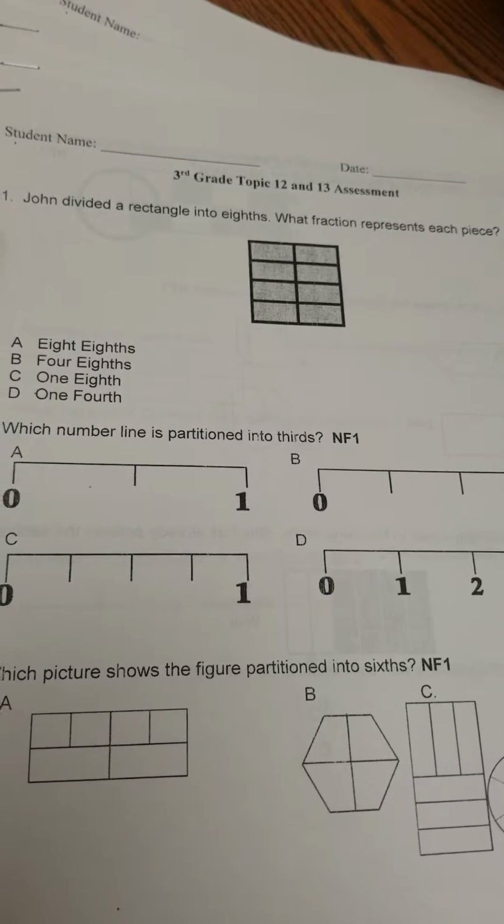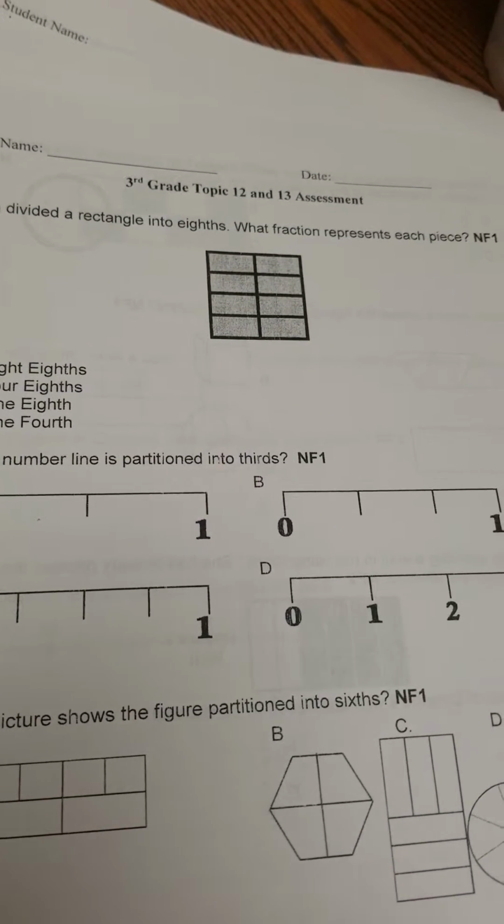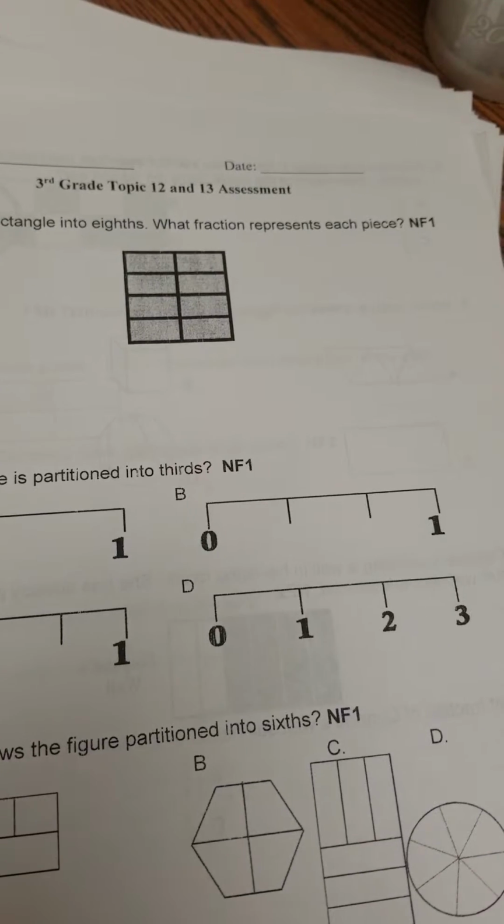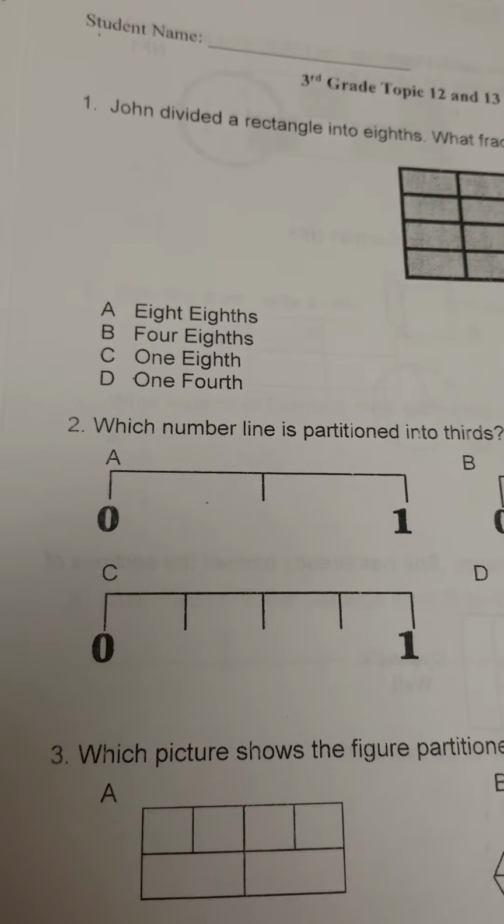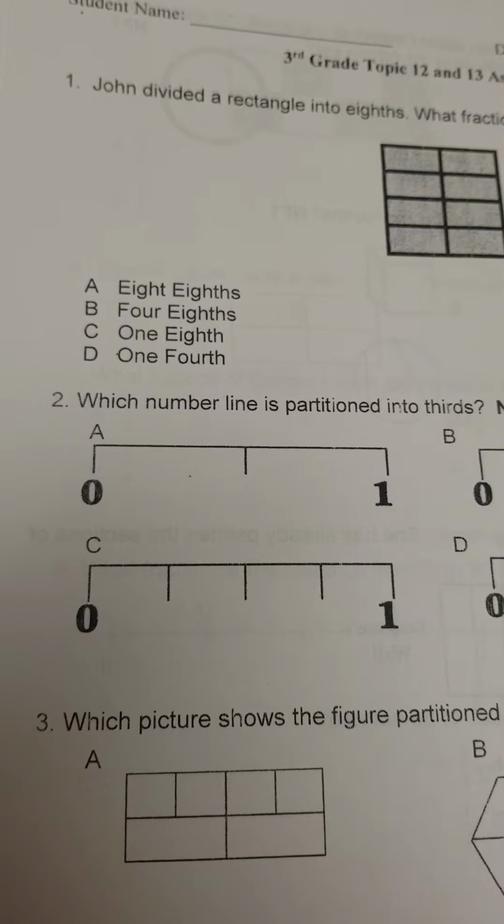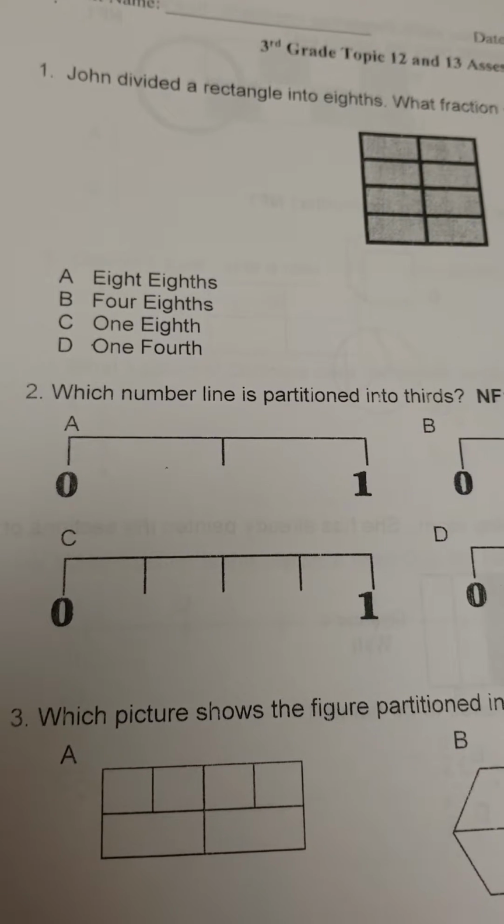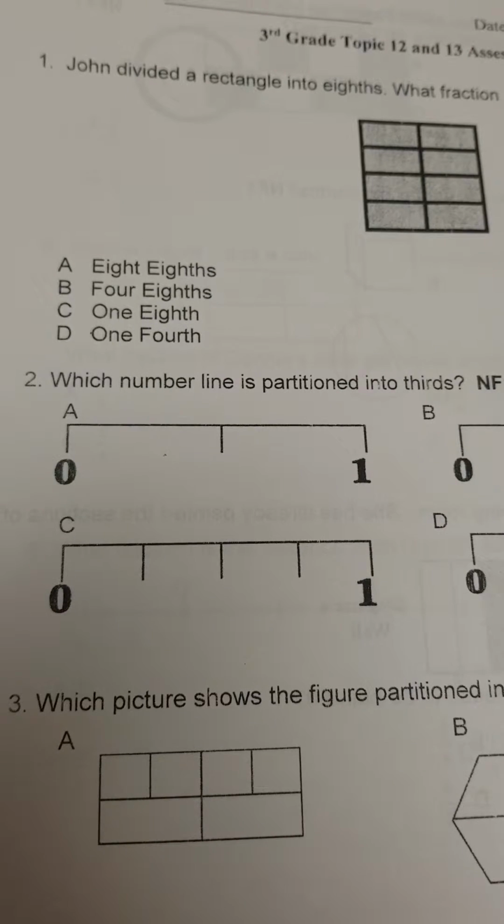Number 1. John divided a rectangle into eighths. What fraction represents each piece? A, 8/8. B, 4/8. C, 1/8. D, 1/4.